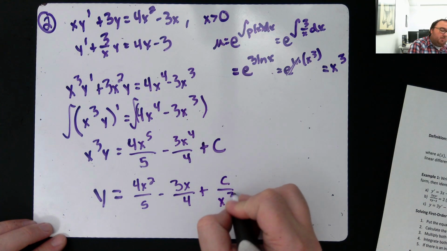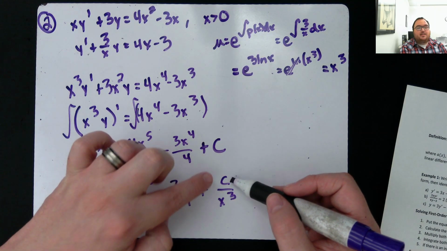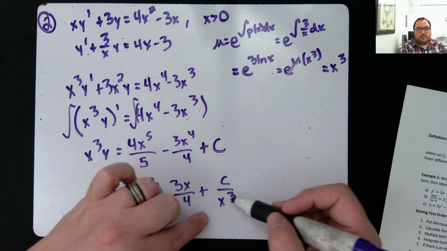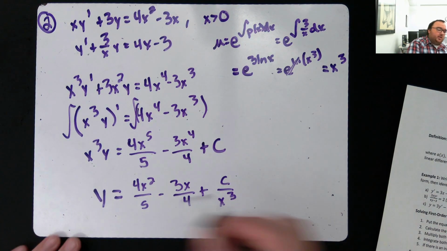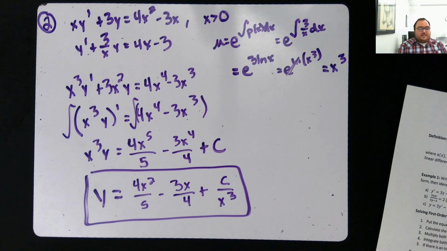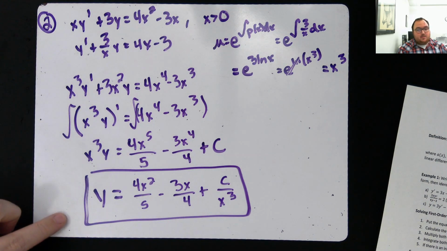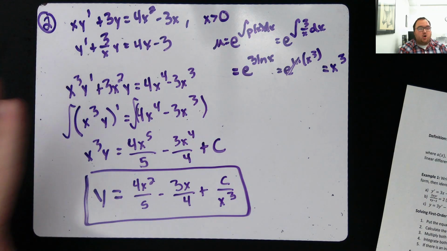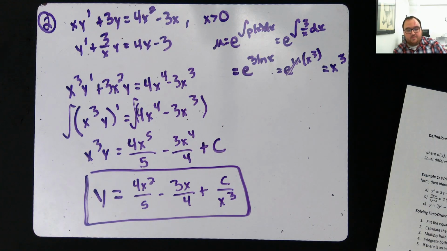Plus c over x cubed. I can't just leave this as a c because now it's a constant divided by something that is not a constant. So I've got to write it just like that. So this, even though maybe understanding the concept here, maybe that's a little hard, but if you see, the process was quick. These actually aren't very hard at all because it turns into something that's not very hard.